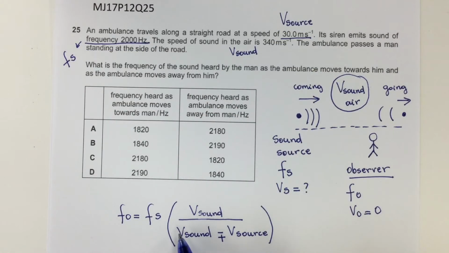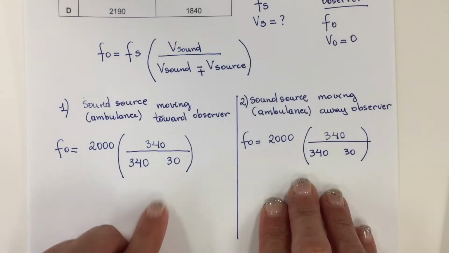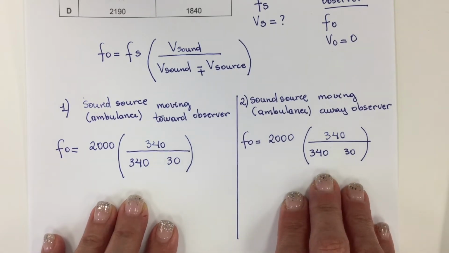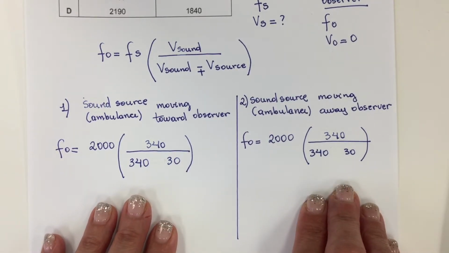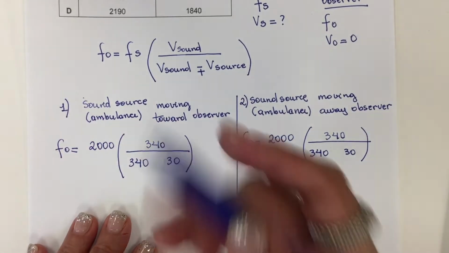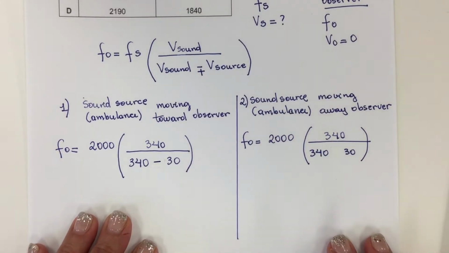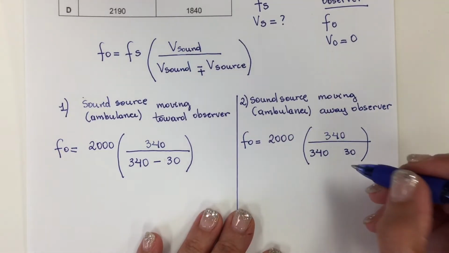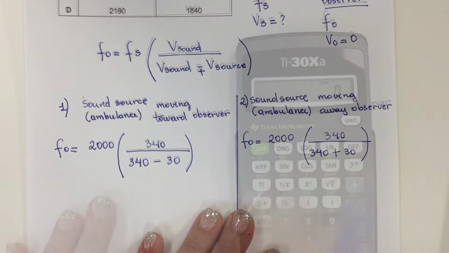Okay, so look at this formula here. I have Fs, which is this. I have the speed of the sound in the air, which is this. And I have the speed of the source, which is this one. So I use all the variables and set up both equations the same way. The only thing that is missing is the plus or minus sign. If the sound source is moving toward the observer, the sign here is negative. And if the sound source is moving away from the observer, the sign here is positive. Now let's calculate.